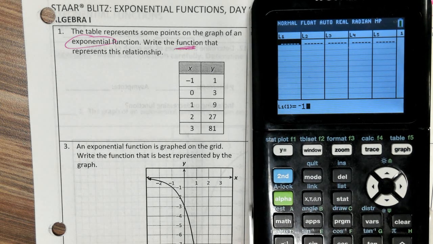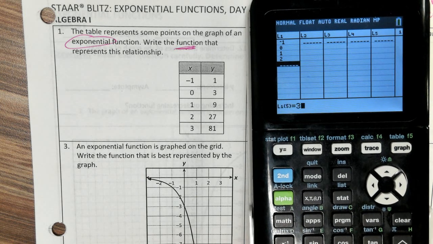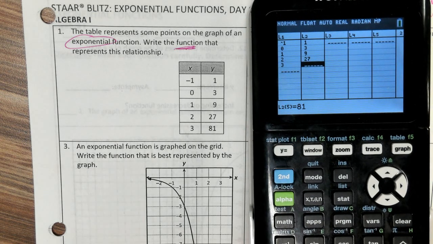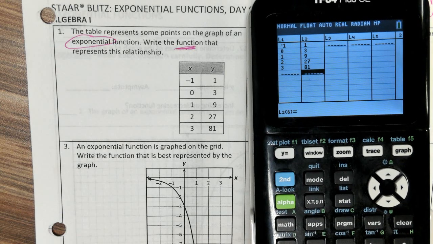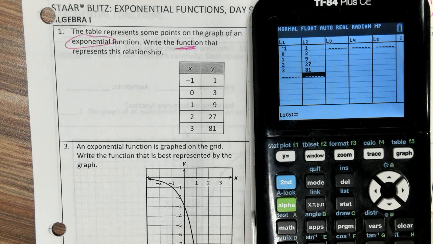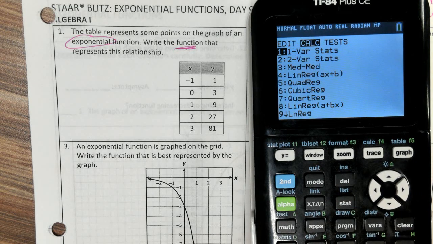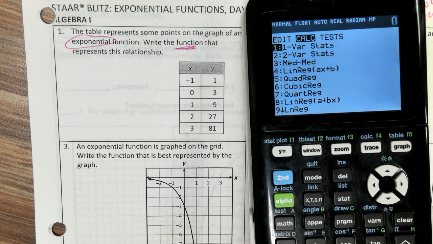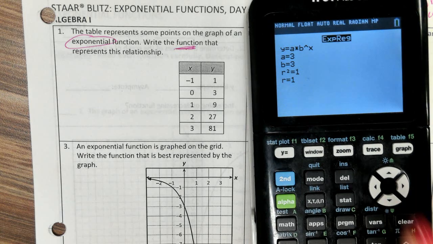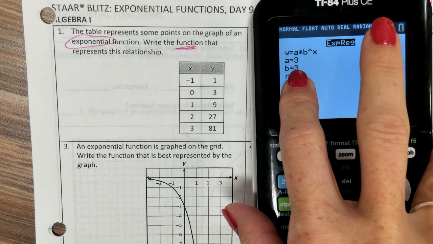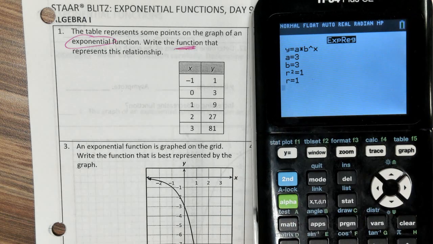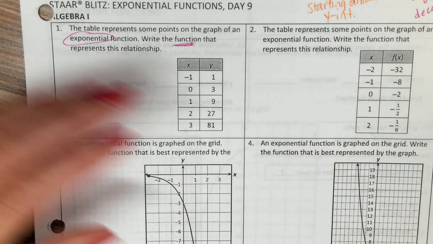So we put in -1, 0, 1, 2, and 3. And then 1, 3, 9, 27, and 81. And then we're going to go to Stat Calc option. What option would I choose? 0. And it will write the function for you. So there is your A, there is your B. And then remember the r's are diagnostics, which you don't need for this. So just y equals 3 times 3 to the x power.